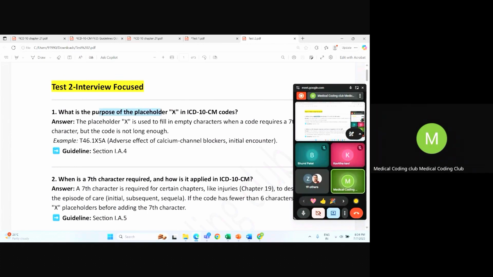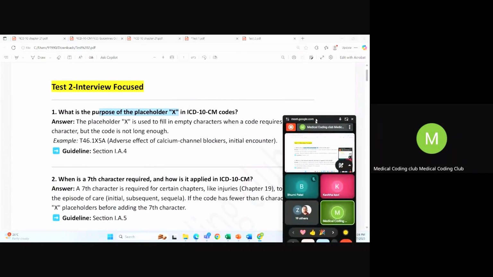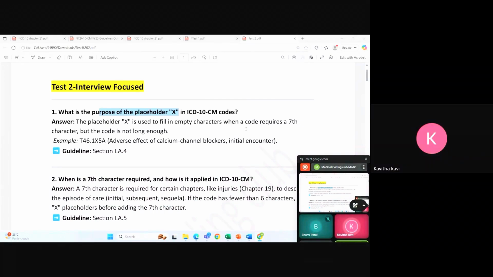What is the purpose of the placeholder X in ICD-10-CM codes? As you all know, it is a space for future expansion. And if the code requires the 7th character, but in the middle you don't have a greater specificity to add, then to fill the blanks, you're going to use the character X.